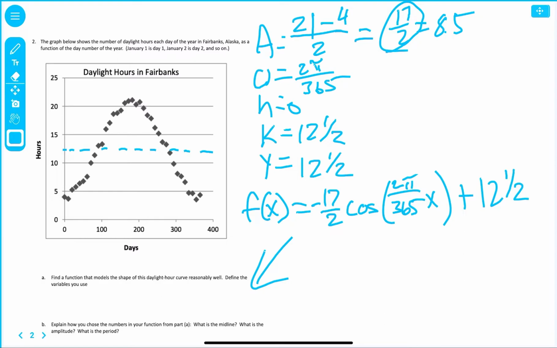What does cosine look like normally? A regular cosine would have been something like this. Right? Where it starts at the top. Remember I said cosine, if it's starting at the y-axis, it's going to start at the top. Sine's going to pass through the 0. But here we're not starting at the top, we're starting at the bottom, which means the cosine is flipped.